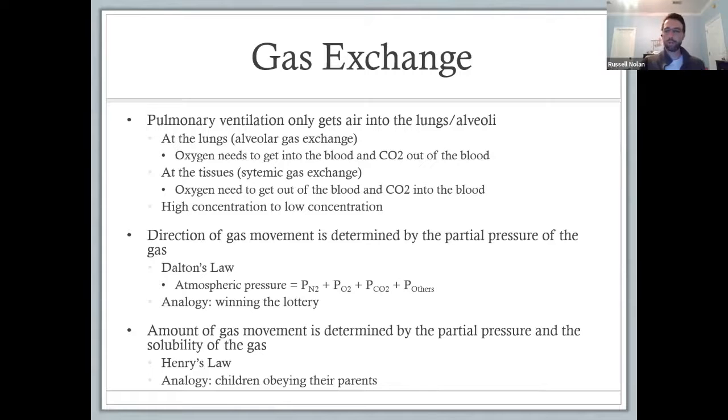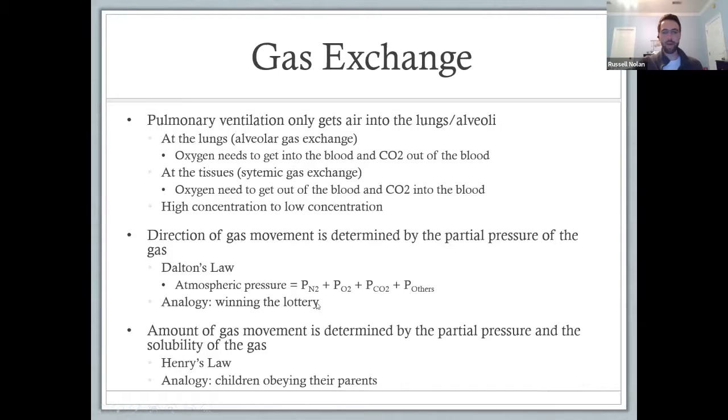So what determines the direction of gas movement? As I said, in general, it's high concentration to low concentration. But how do we determine what that concentration is? This is where we get what's called Dalton's law. If you read the definition of Dalton's law in your book, it's very confusing. It just doesn't make a whole lot of sense. But basically, Dalton's law is sort of like giving you permission. Dalton's law gives you permission to convert the percentage of a gas into what's called a partial pressure. Think of this as like a concentration.